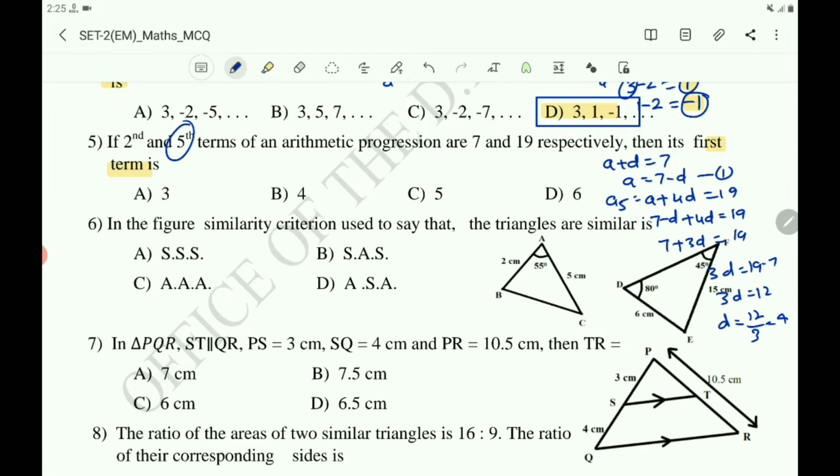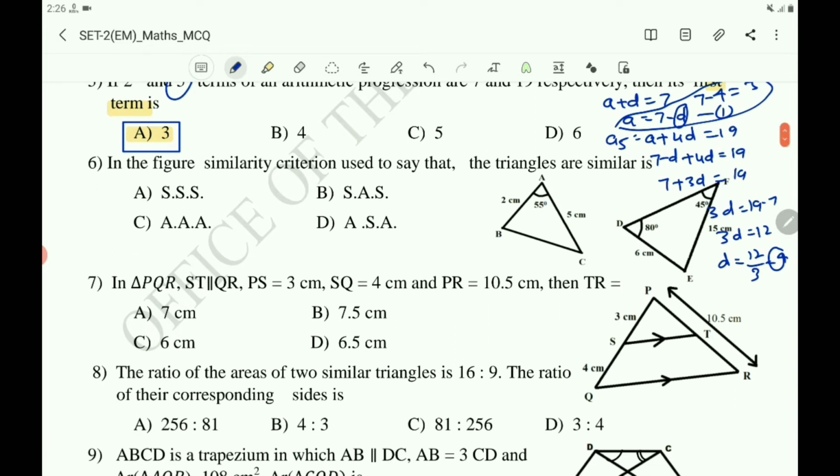Then here a equals 7 minus 4, which equals 3. You can get the value of a by substituting the value of d. Here you got d equals 4. Then what is the answer here? Option A is the answer. Note it down.